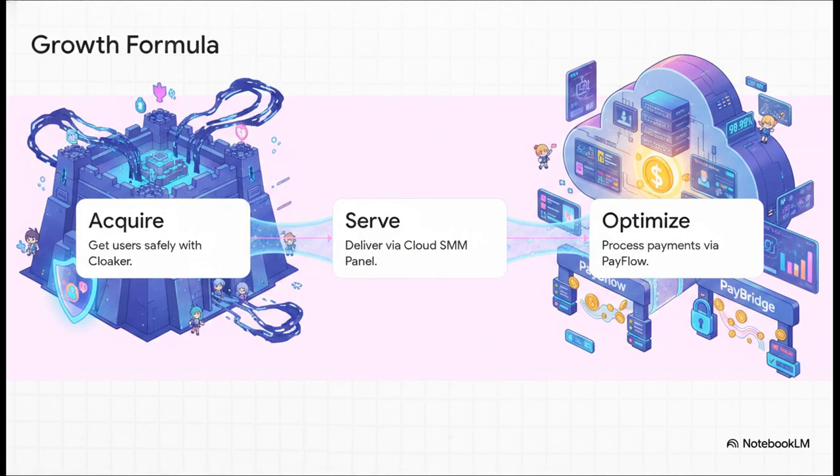When you tie this entire operational cycle together, it creates a flawless growth formula. First, you acquire users safely via the Cloaker. Second, you serve them flawlessly through the cloud SMM infrastructure, taking full advantage of that 98.99% uptime in those 34+ custom themes. And finally, you optimize and capture that revenue through Payflow and PayBridge, tapping into over 200 global payment methods while paying the absolute lowest possible commissions.